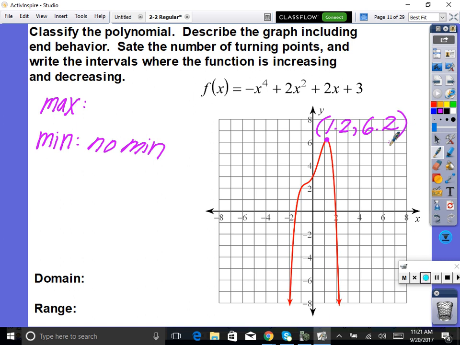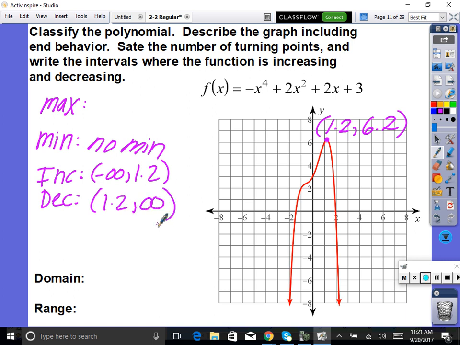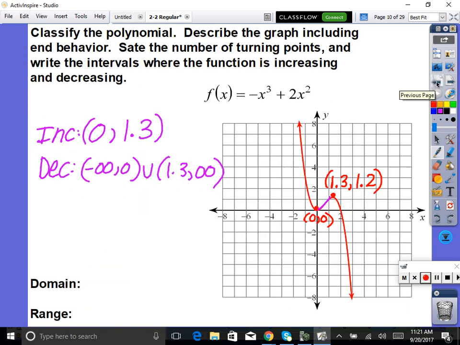Okay, cool. So now we could do increasing. We're increasing from negative infinity up to 1.2. And then we're decreasing from 1.2 to infinity, aren't we? And then domain would be negative infinity to positive infinity, or all real numbers. Our range, though, would be negative infinity up to 6.2, including 6.2. I hope I didn't forget that on my other one, to put an including sign. We just didn't do them.